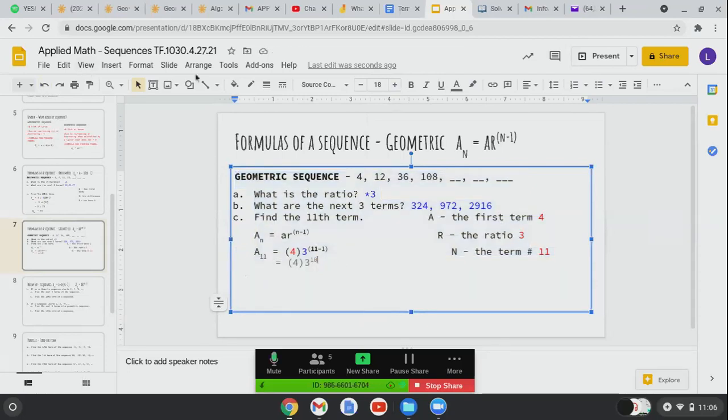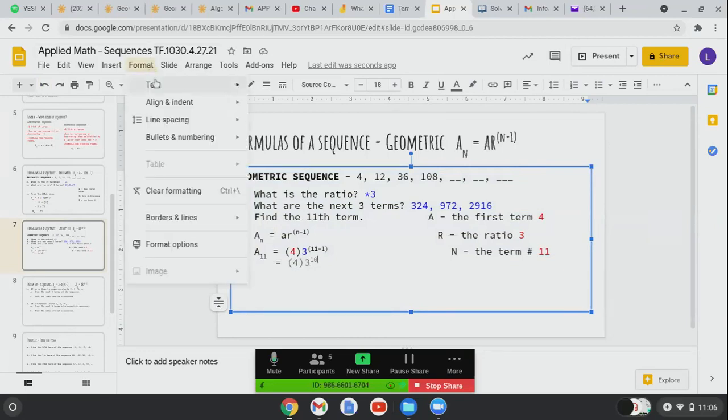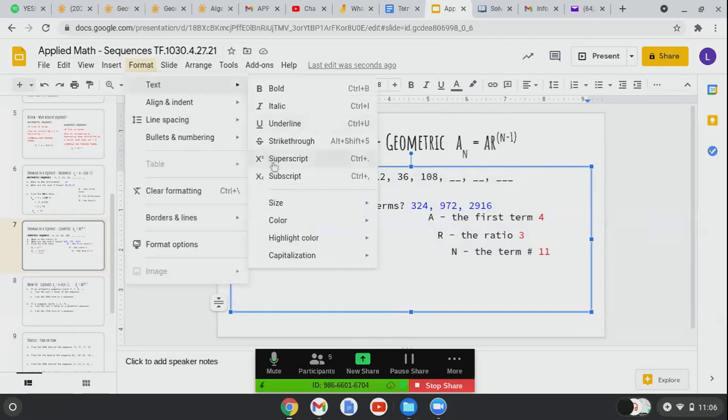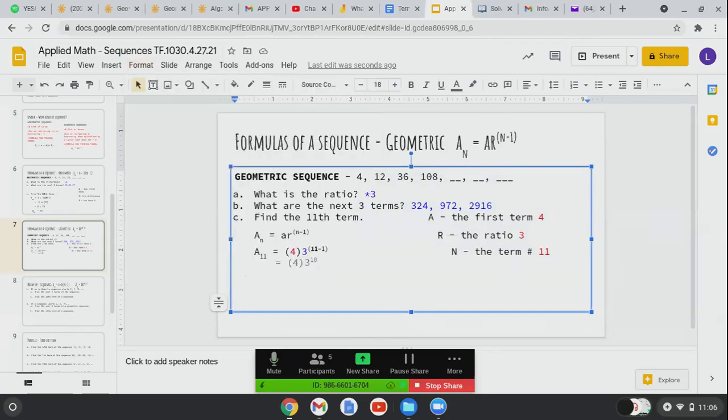All right, so again, I kept the 4 in parentheses so that people wouldn't think it would be 43, and to also make it understood that you will only be raising 3 to the 10th. So now we have 4 times 3 to the 10th. I don't know what that is.